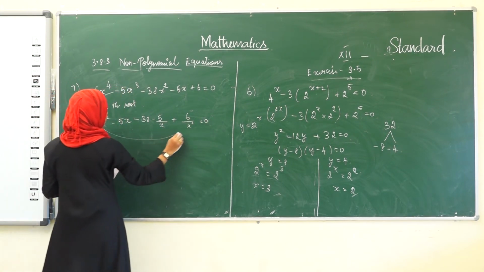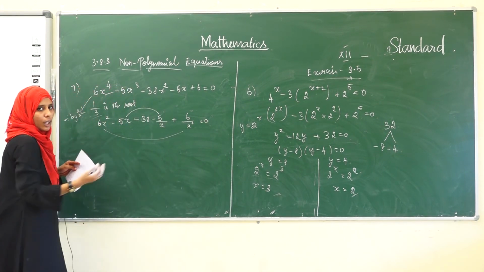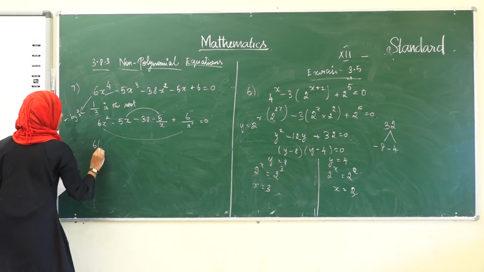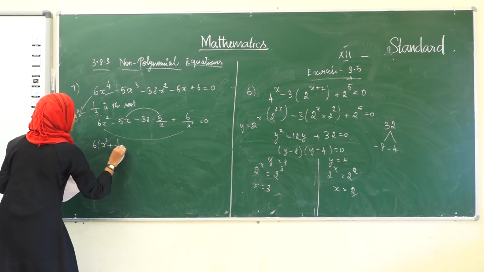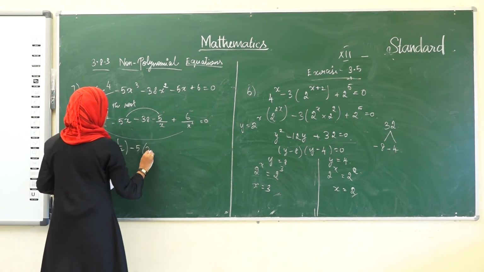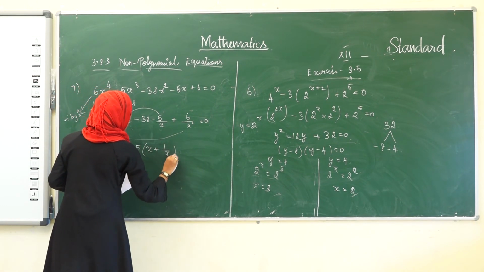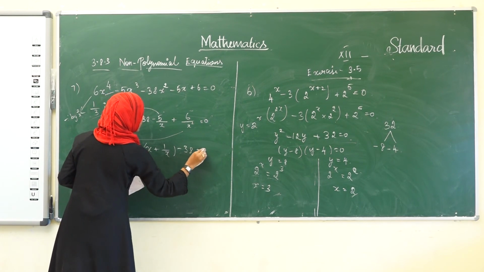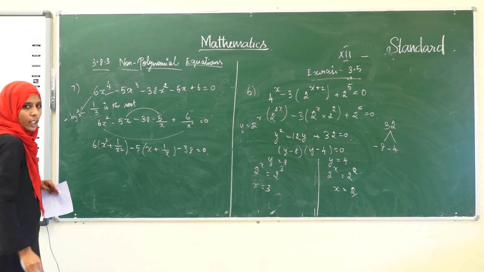We are going to combine this. On taking 6 outside, what we will get? x square plus 1 by x square. On taking minus 5 outside in these both terms, we get x plus 1 by x, minus 38 equal to 0.